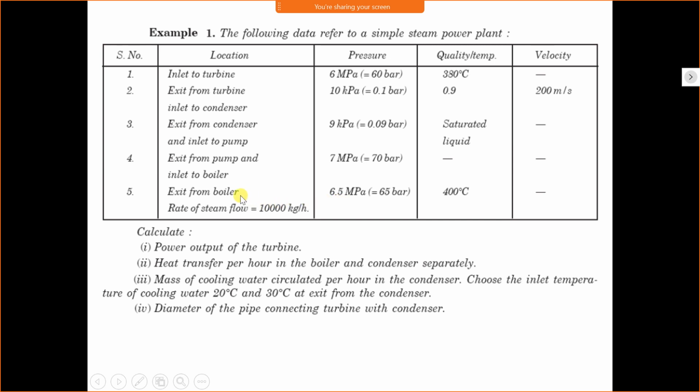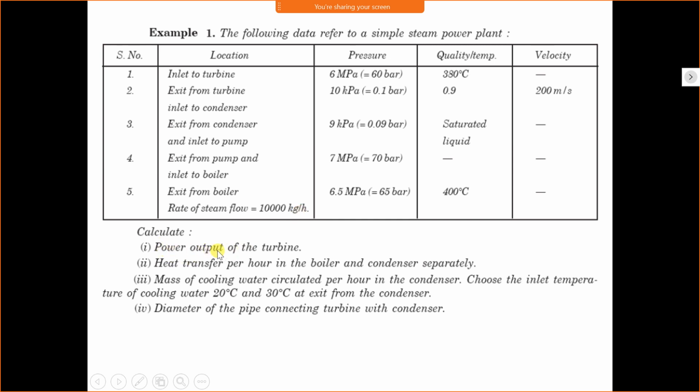While calculating the heat transfer to the boiler, we have to consider outlet from the boiler and inlet to the boiler. While calculating the work done by the turbine, we have to consider inlet to the turbine and outlet of the turbine. Okay, no problem. One more data is given, the rate of steam flow, that is 10,000 kg per hour, which means the mass flow rate of steam is also given. Here the unit is kg per hour.